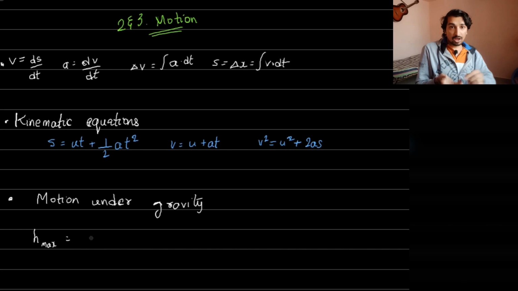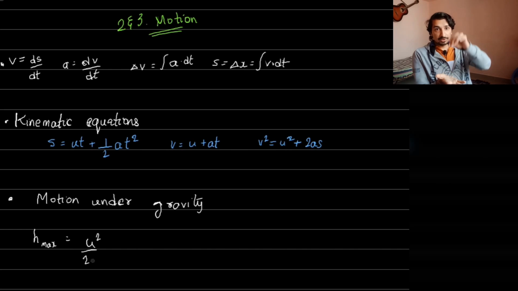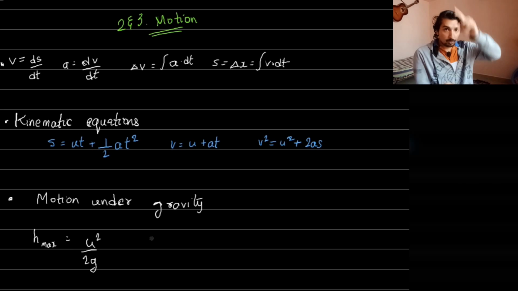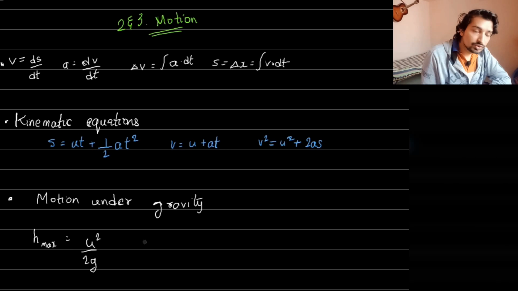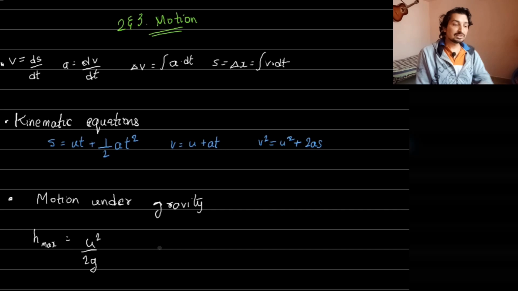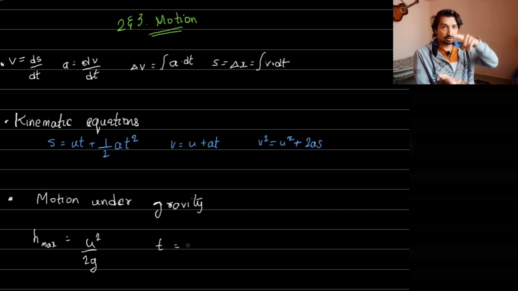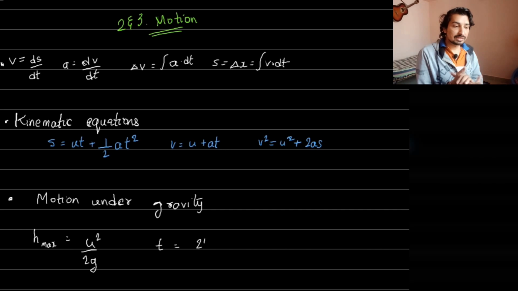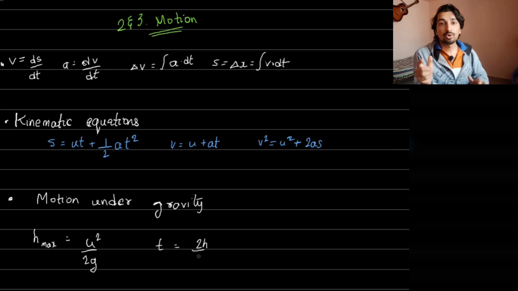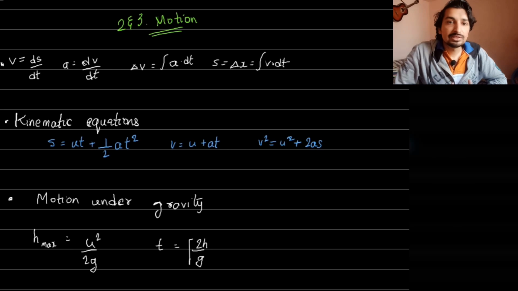So if I throw something, how much height will the object go, the maximum height? The object goes from here to here and it comes back down. So what is that maximum height? That formula is u square by 2g. And then what is the time for the entire motion? The object goes like this and comes down. What is the time for that? That is root of 2h by g. So that is it, kinematics.